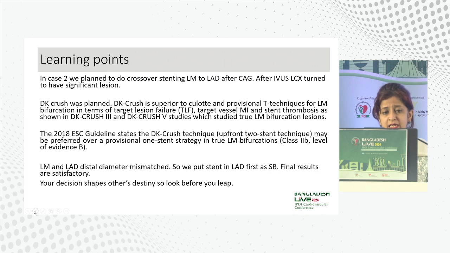In the second case, we first planned from the angiogram that we'll do a crossover technique, but after doing the IVUS, as there was disease in the SAC and left main, we planned for DK crush technique in the left main because ESC guidelines state that DK crush technique is preferred over provisional one-stent strategy. Here there was a mismatch between left main and LAD distal diameter, so we first stented the LAD. So our decision shapes others' destiny, so we should look before we leap and just put a stent.